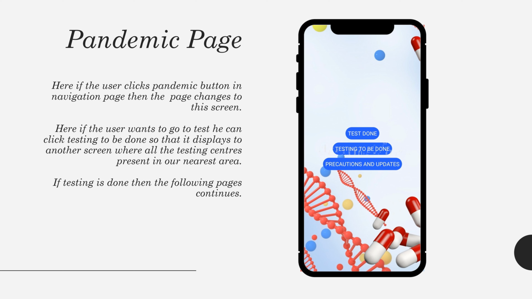Now, if the user clicks on the pandemic button in the navigation page, then the page changes to this screen. Here, if the user wants to go for a test, he can click testing to be done, so that it displays another screen where all the testing centers in our nearest area are present. If testing is done, the following pages continue.